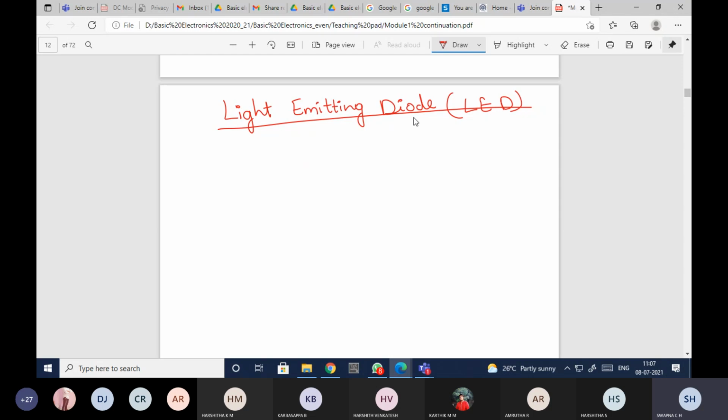Coming to the symbol of the LED, as the name indicates, it is a light emitting diode. It is again a PN junction diode only, but the only thing is it will emit the light here. It will give the light, whereas a photodiode will take the light, and based on the light, current will be flowing. But here in the light emitting diode, the diode itself will emit the light. Again this is P and this is N. Since it is emitting light, the arrows are outside like this. So this is again a special kind of PN junction diode.